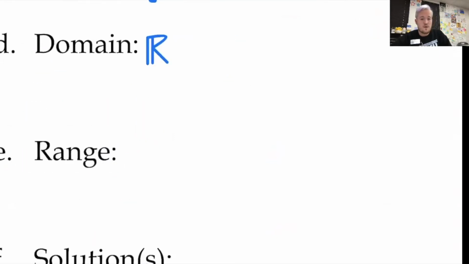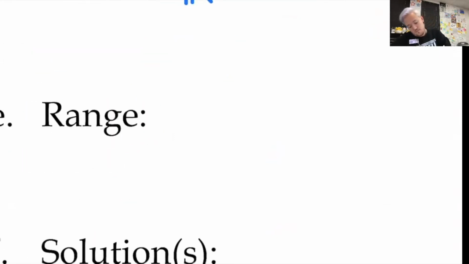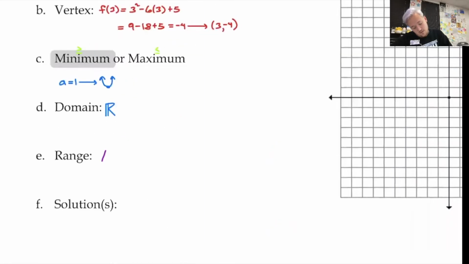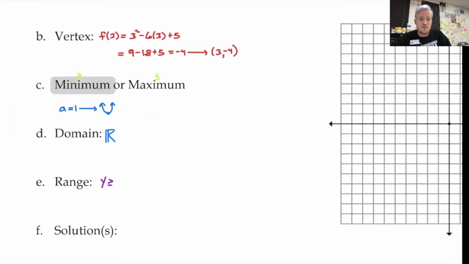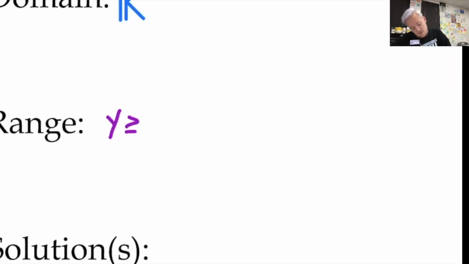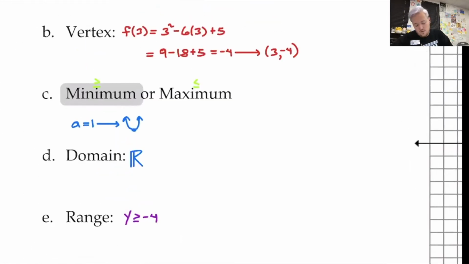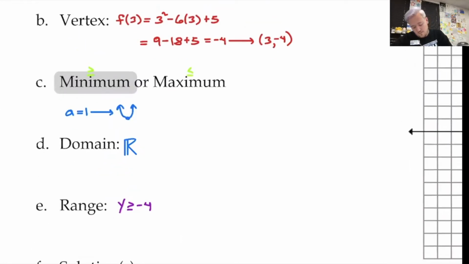All right, so for my range down here, I know it's going to be y less than or equal to, nope, greater than or equal to. Did I write that wrong? No. Greater than or equal to the y value of the vertex, which is -4. So there's your range. If you need a visual, we're taking the y value of that vertex, and that's what's being written for the range.